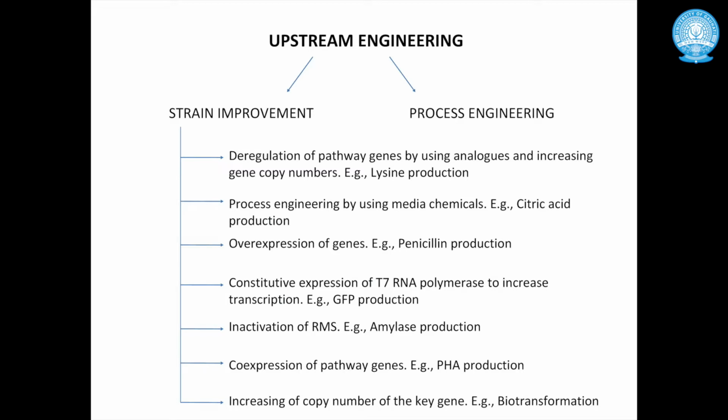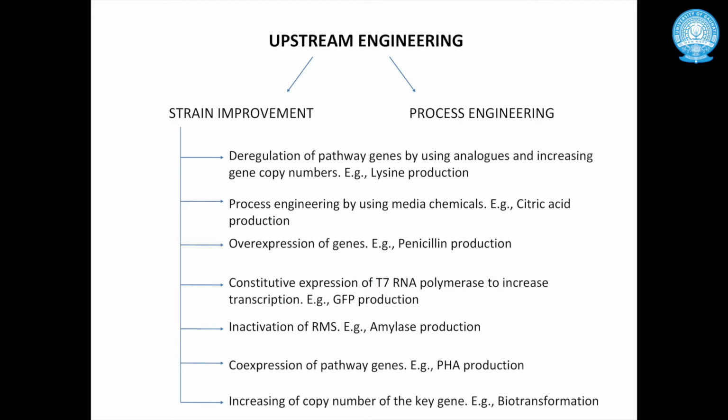Among the different ways of improving a strain, here I will take some examples, and among the examples the first one will be improvement of a strain by deregulation of pathway genes using analogs and increasing gene copy numbers. And for this I will be taking an example of lysine production.